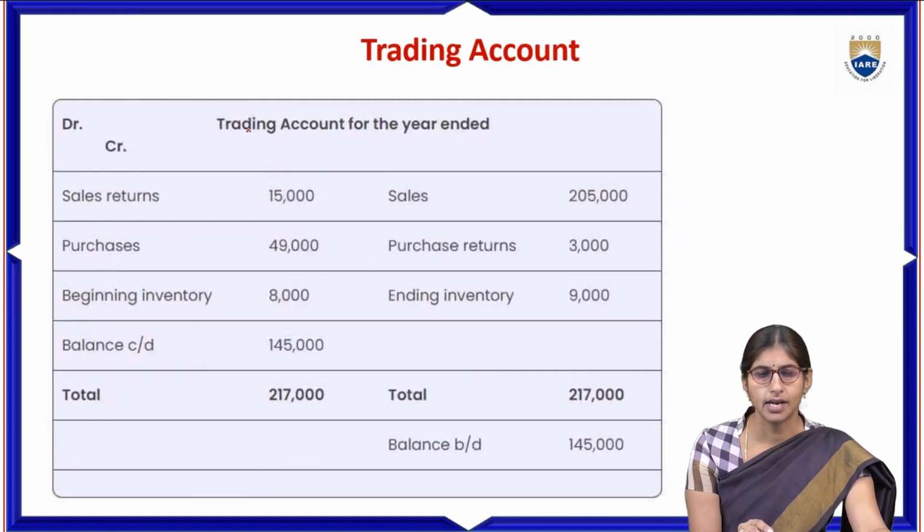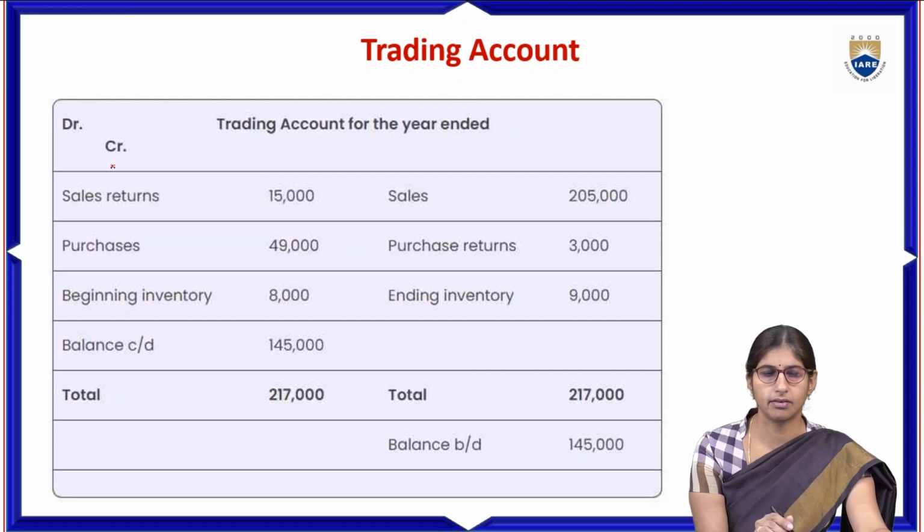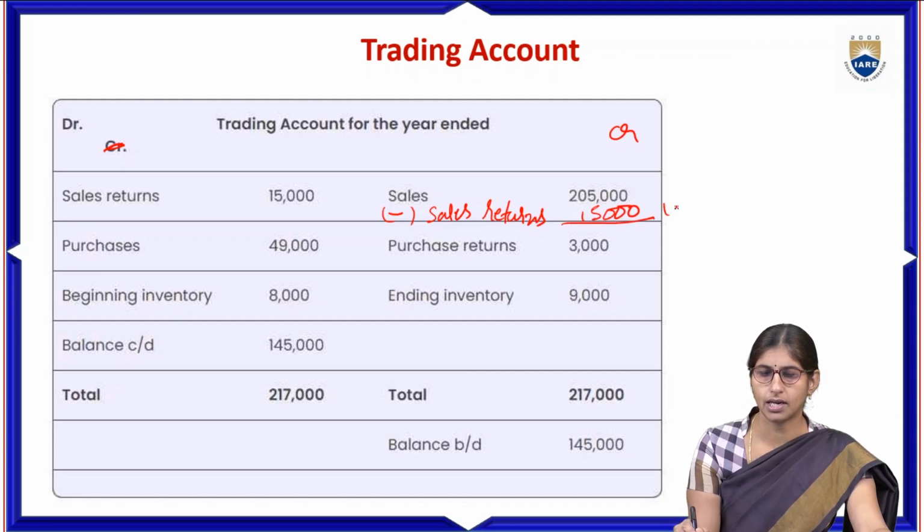Now we can see this. Trading account for the year ended, we write whatever year is given to us, debit side here and credit side here. Sales returns we can write on the debit side, or we can do it the other way, writing minus sales returns here. Anyways, it is going to be the same. Minus 15,000, and we get 1,90,000 in the outer column.